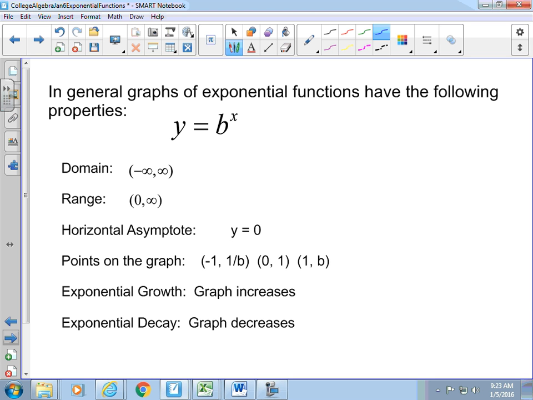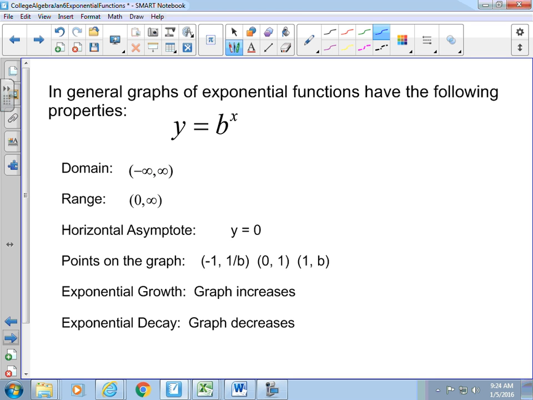The domain of an exponential function is always negative infinity to infinity. I can raise a number to any power I want to. It may come out strange, but I can do it. The range, however, is 0 to infinity, unless it's been reflected or something like that. If you take a positive number and raise it to an exponent, is there any way to make it a negative number? No, because we know negative exponents just make it really, really small. In fact, there's no way to make it even equal 0. So the range of an exponential function is 0 to infinity.